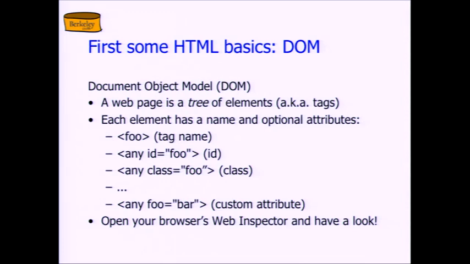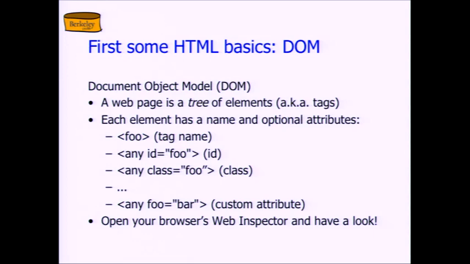A span is just a bunch of text, or divs, which is just a region on the page. You can also have web elements that contain tag names of your own creation, and that's legal in HTML. So it's just a tree, and each element has a name and optional attributes. If you have a tag like foo, that's just the name of the tag, but you can give it an ID. So for any tag that you want, you can have an ID equals foo.